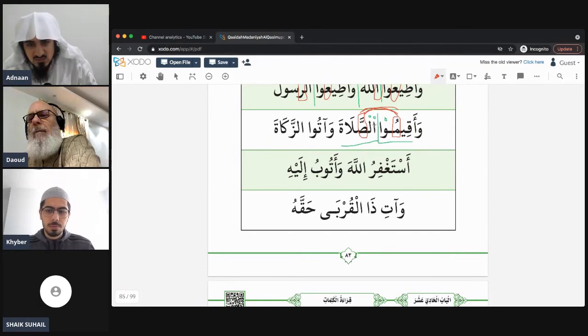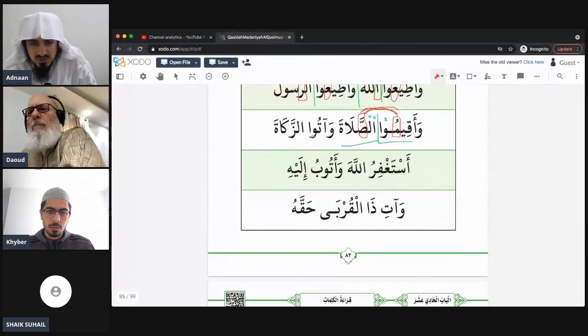This alif is not from the original word. The lam is not from the original word. Rather, it's to show general and specific. So we jump straight. Wa aqimu salata. Same here. Wa atu zakata.